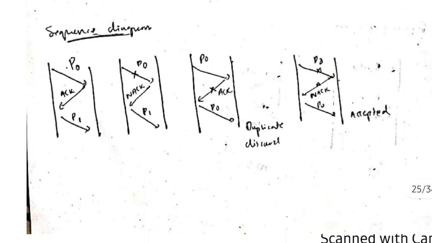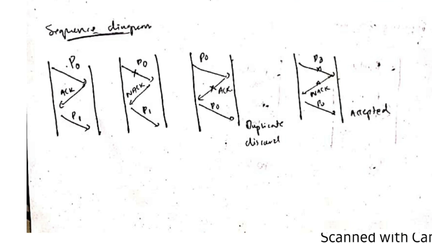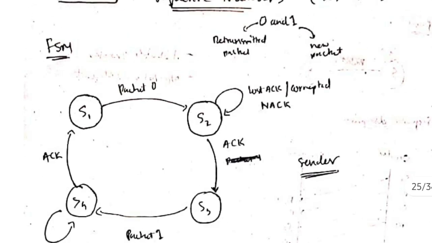Okay, so coming to the sequence diagram, you have to make these 4 diagrams. Here is the correct transmission. Here the packet is lost, so a negative acknowledgement will come, and here also packet 0 will be sent. Okay, sorry, it's not packet 1, it's packet 0 only. Then if the acknowledgement is lost, he will send the packet 0 again. And in the last case, packet 0 is lost and the negative acknowledgement is also lost, so P0 will be sent again. Okay, so that was about RDT 2.1.